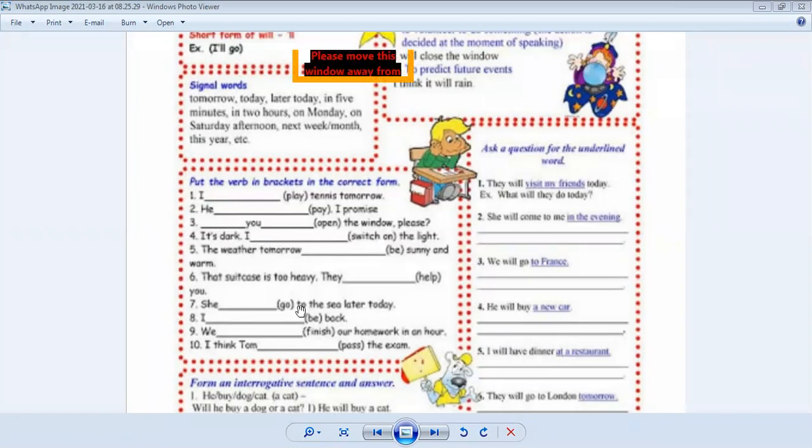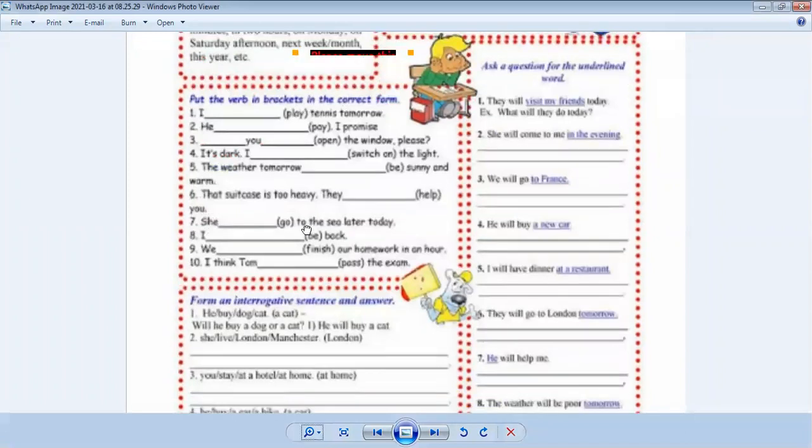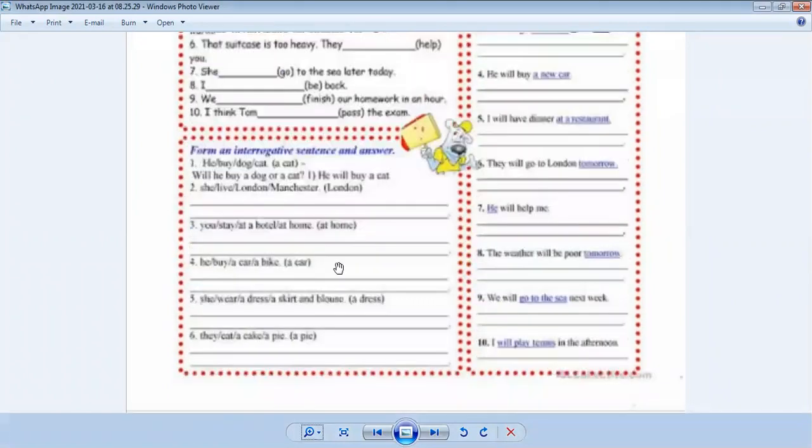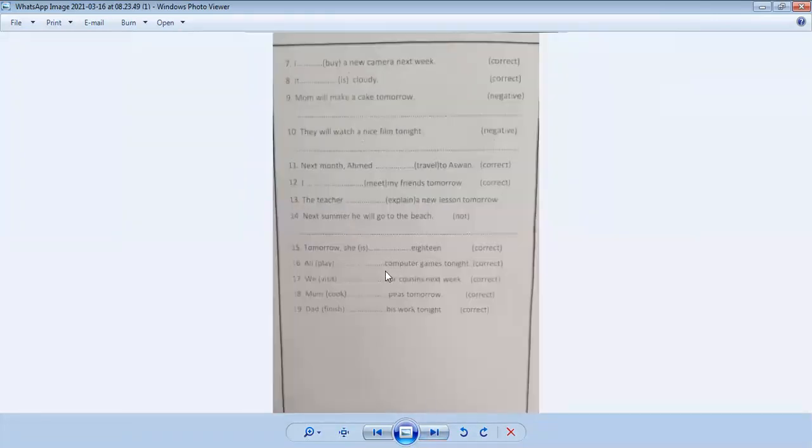You understand, boys and girls? Okay. Now, the rest of the sheet I'm going to send it to you in your group classes, and you are going to finish it as a homework. Let's move to the other sheet. Let's look here.